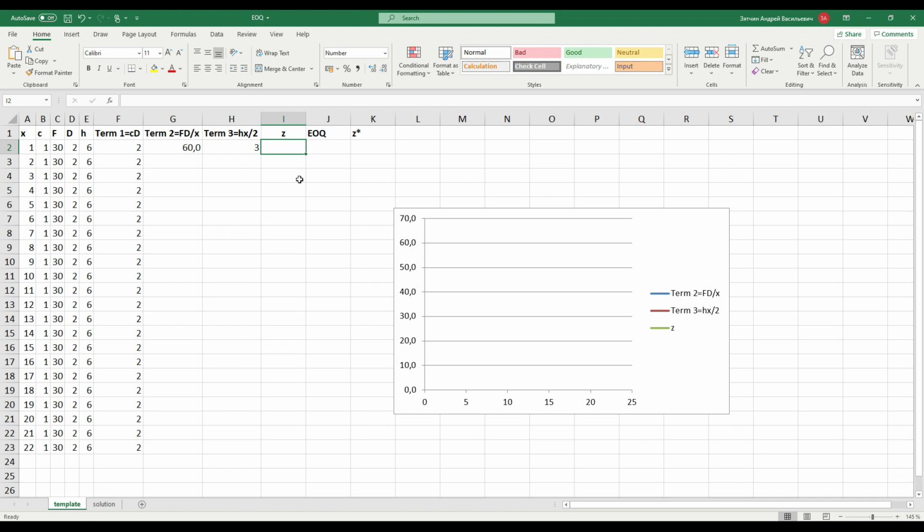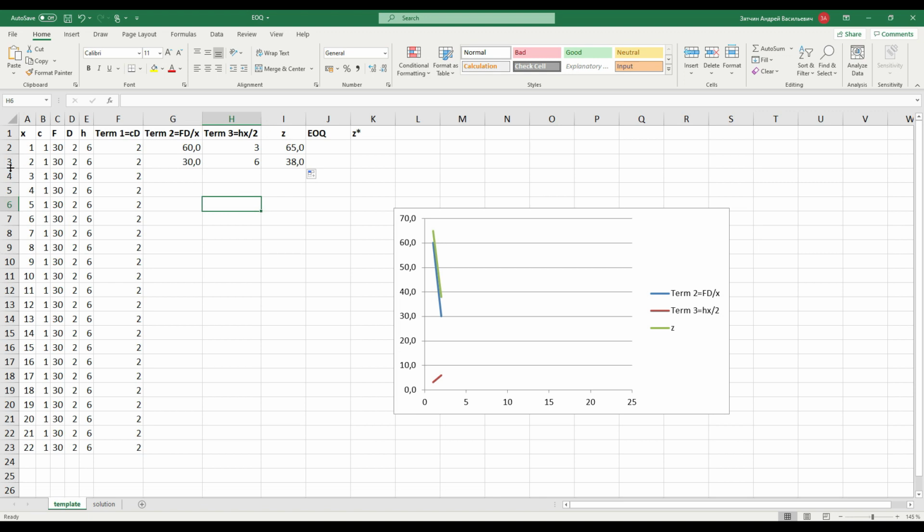And let's calculate Z, the total average cost per week. So we just summarize these volumes, and we get $65 per week. So it is the total average cost if we order 1 liter of orange juice every time. Let's continue, and let's calculate term number 2, term number 3, and Z for the next case.